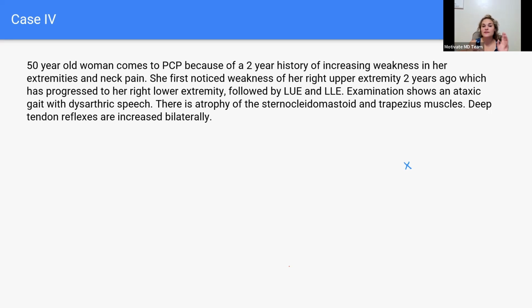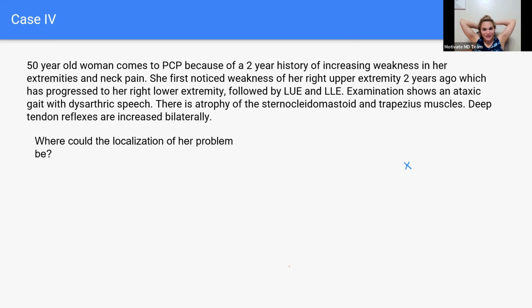There's atrophy of the sternocleidomastoid muscle and trapezius muscles. And then the deep tendon reflexes are increased bilaterally. So this lady's got a lot going on in her exam, right? It's a very robust neuro exam.